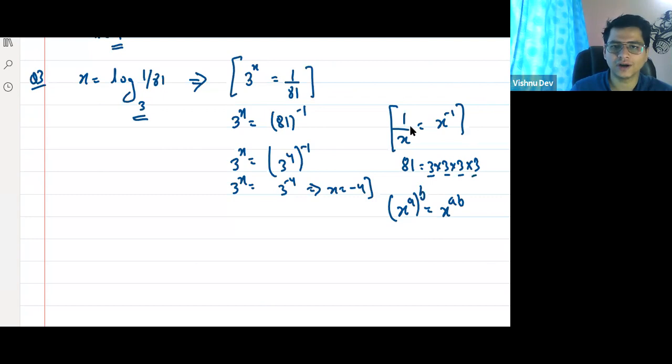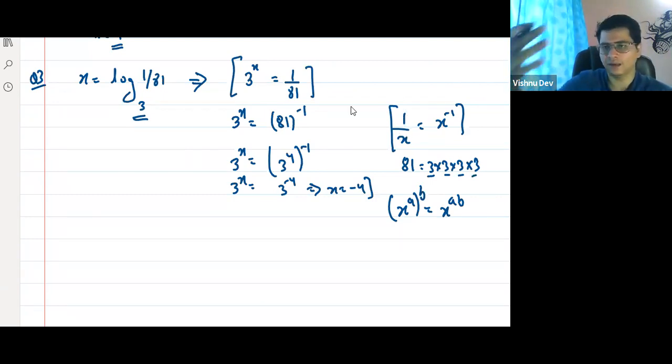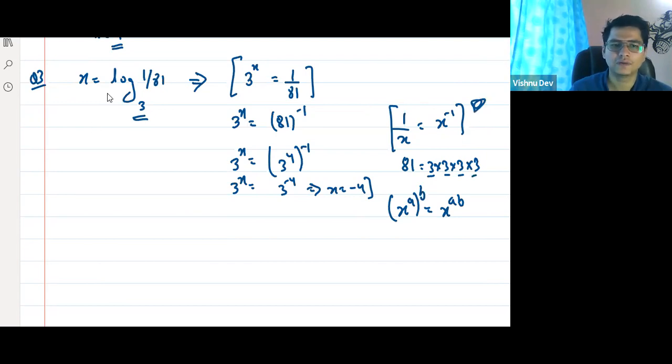Now we use this property that 1 by x, if I'm saying any number, right, 1 by x in terms of exponent, it is x to the power -1. This is the property that we used, right? It is the property that we have studied in class 7th as well as 8th. So 1 by 81 can be written as 81 to the power -1. This is the property of exponents.